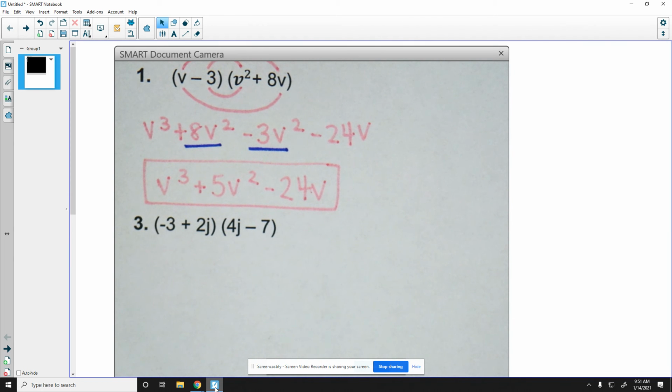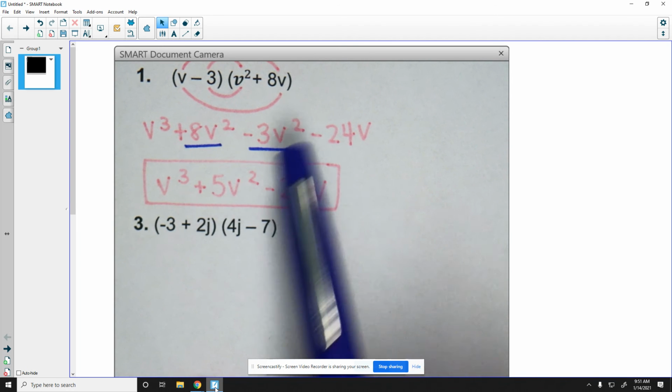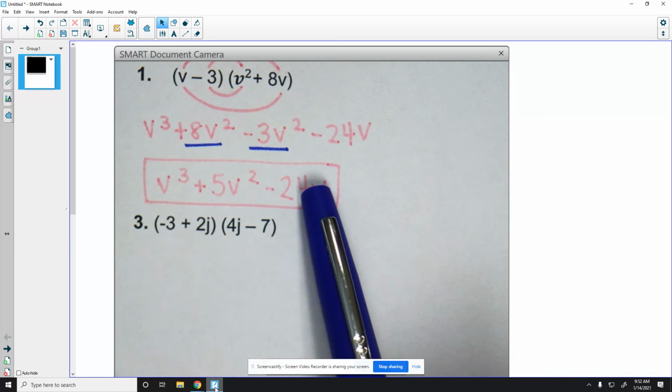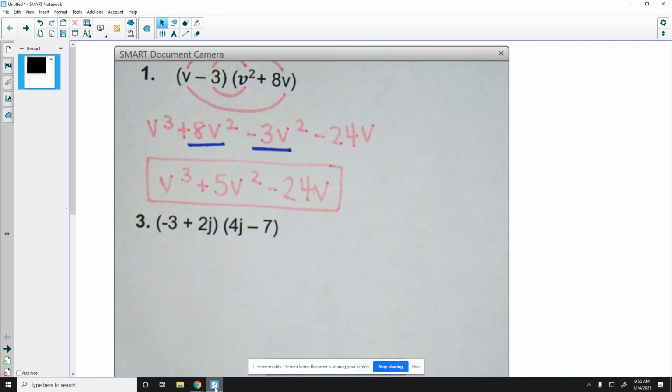I think the biggest thing that you need to be careful with is your positives and negatives, because if you mess up when you multiply positives and negatives and then you add them or subtract them, then of course you're going to get it wrong. Okay, let's skip number 2.